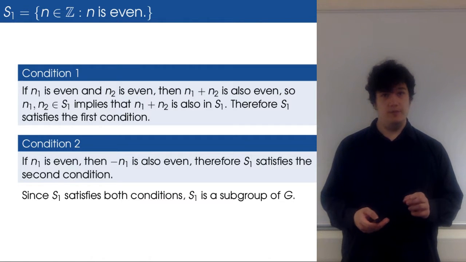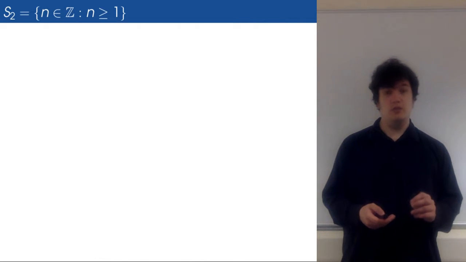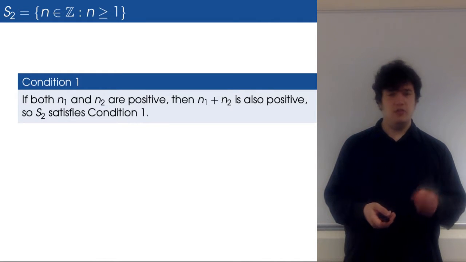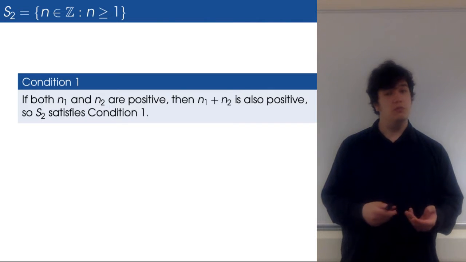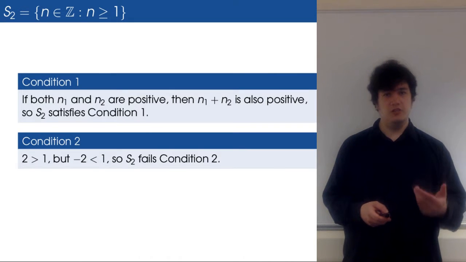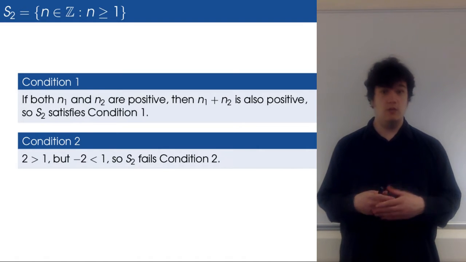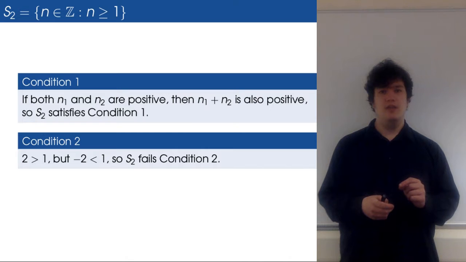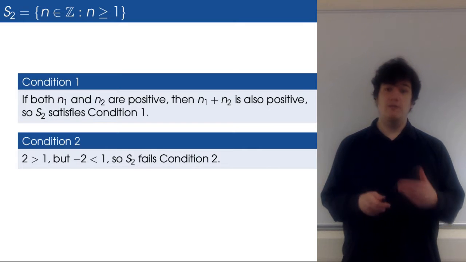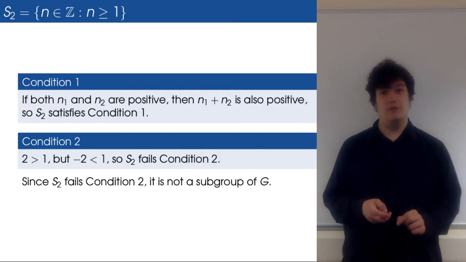Now let's look at S2. S2 is every integer which is greater than or equal to 1. So let's look at condition 1. If n1 and n2 are both arbitrary elements greater than or equal to 1, then so is their sum. So S2 satisfies condition 1. And let's look at condition 2. Now condition 2 in this case is false. So rather than an elaborate proof showing why, I just need to provide a single counterexample. In this case, 2. 2 is greater than 1, but minus 2 is less than 1, so S2 fails condition 2. Since S2 doesn't satisfy both conditions, it's not a subgroup.